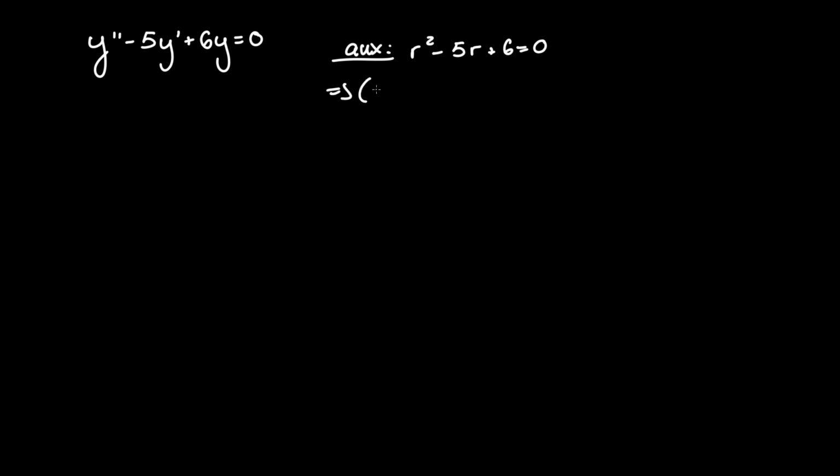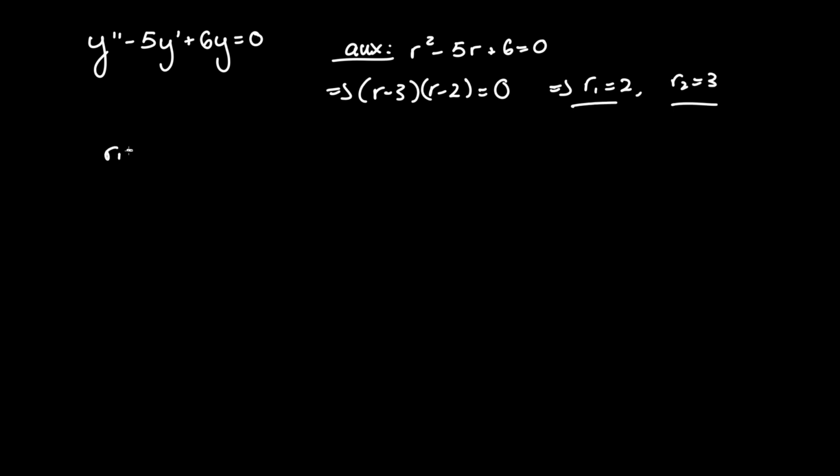And factoring this out, two numbers that multiply to 6 and add to negative 5 are negative 3 and negative 2. Don't be fooled into saying that it's negative 6 and positive 1, that wouldn't work. And we have our two real roots, r1 equal to 2 and r2 equal to 3.